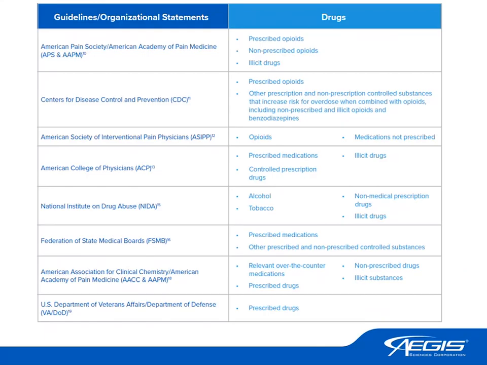Like the previous chart, this one outlines guidelines and organizational statements and their recommendations regarding drugs to include in testing. Again, we see a range of specificity in naming drug classes or guidance related to testing for prescribed and non-prescribed drugs. The decisions about what to order for testing for a patient can fluctuate over time for the same patient, can fluctuate from patient to patient as a patient's risk status changes, and also according to what a clinician deems medically necessary based on their judgment to include on the order.